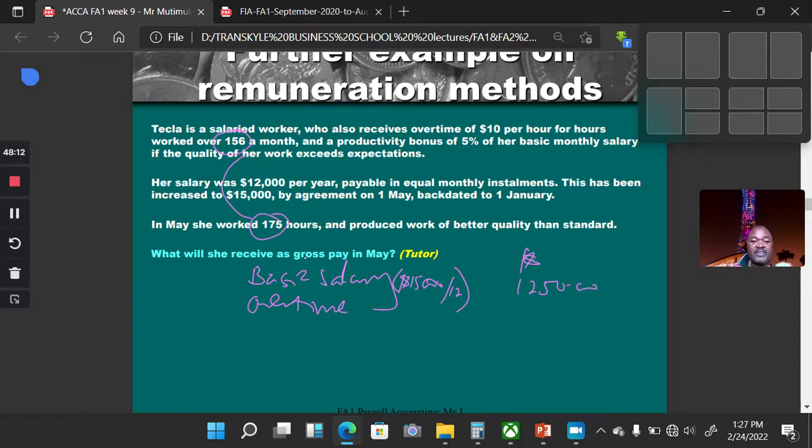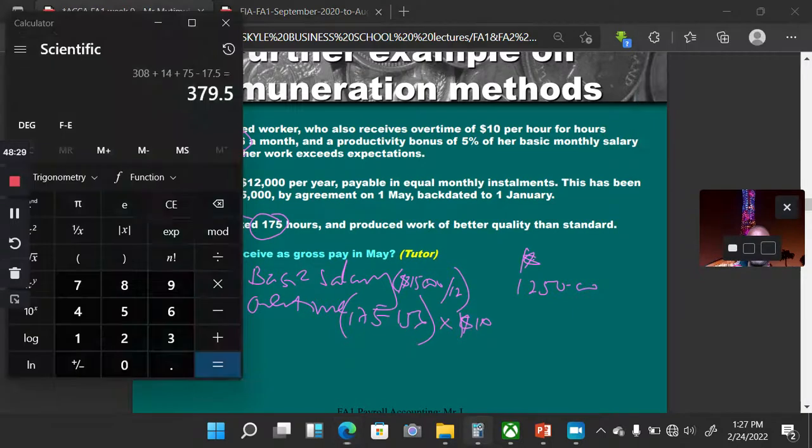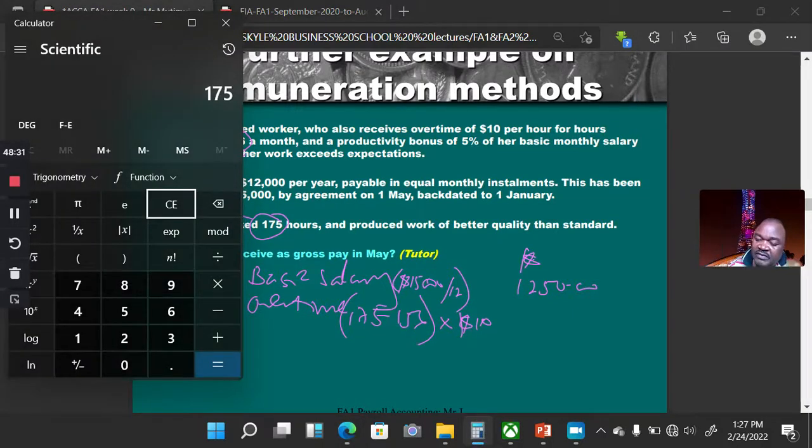So this difference, 175 minus 156, multiplied by $10, because she receives $10 per hour for anything above 156. So 175 minus 156 is how much? I use my calculator because I can't afford to lose a mark because of inaccuracy. So 19 multiplied by 10, that's $190.